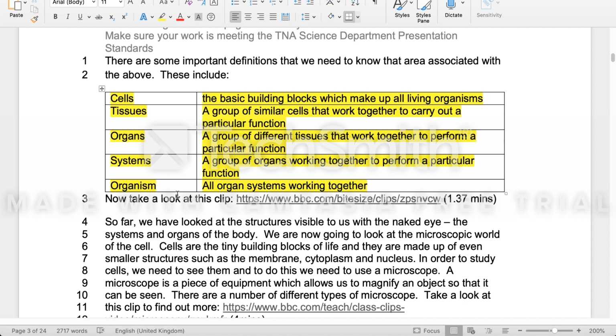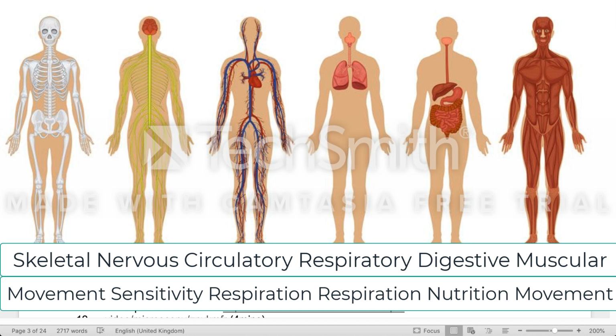Okay, so think about the 7 life processes, and you can fit all 7 of them into different organ systems in your body. So for example, your digestive system is responsible for nutrition. Your respiratory system is responsible for respiration. And your muscular system and your skeletal system are both responsible for movement. So all of these things are very important to making sure that you do all 7 of those life processes. Okay.